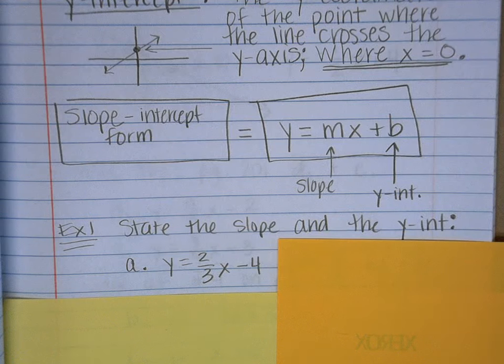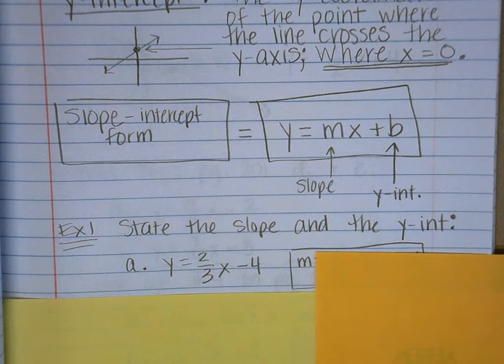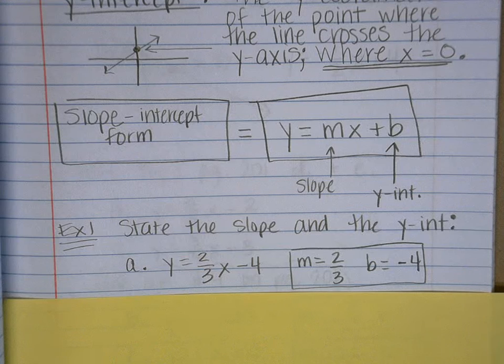y equals 2/3 x minus 4. To state the slope, pretty simple: m equals 2/3. That means we rise 2 and run 3, right? And our y-intercept is -4. So we can just write m equals 2/3 and b equals -4. Any questions on that one?